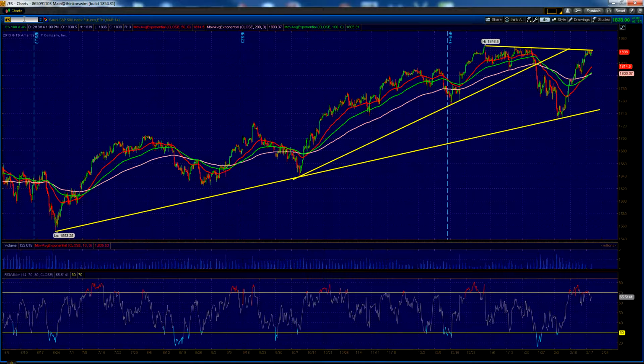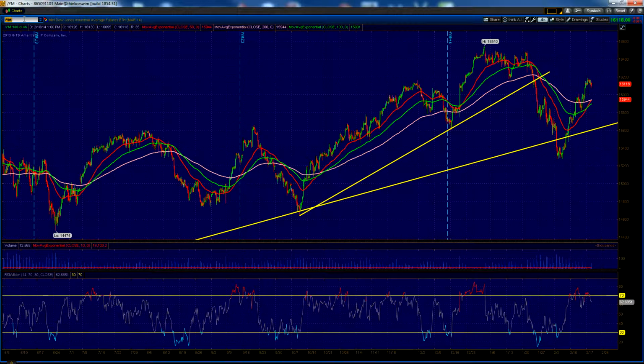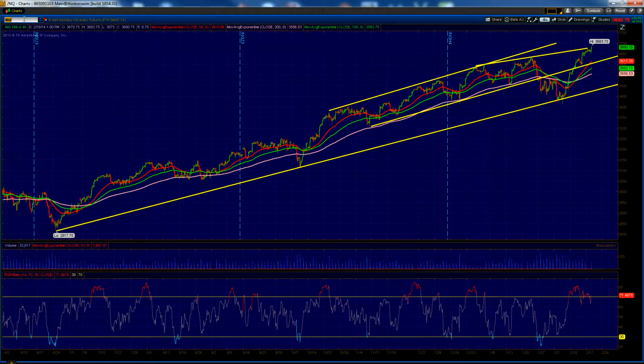Let's do the indices real quick. E-minis flagging here under their major resistance. That's one definitely worth watching. The Dow is just kind of sloppy here. It's in the middle of nowhere. There's not a lot to do about it. And the NASDAQ continues to push on to new record highs. So we have a little bit of divergence here in equity markets.